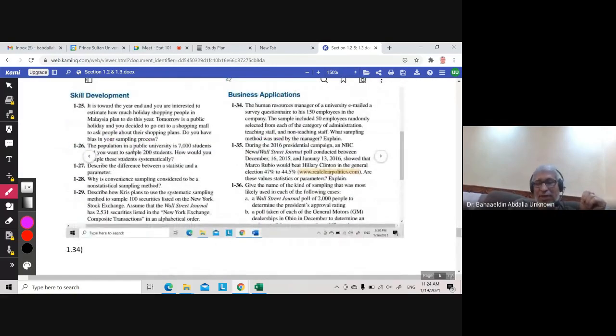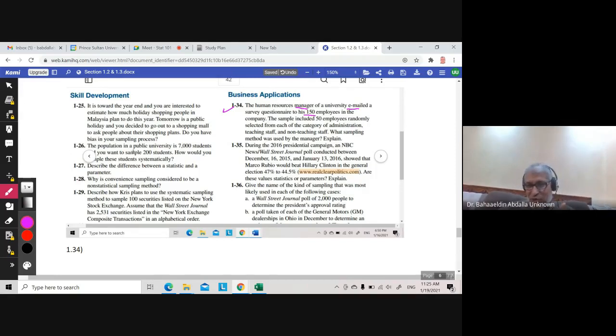Let us solve two exercises here. Question 134. The human resources manager of a university emailed a survey questionnaire. So this manager sent a questionnaire in an email to 150 employees in the company. Of course this 150 is a sample, because the company has a lot of employees. How did he choose this sample?